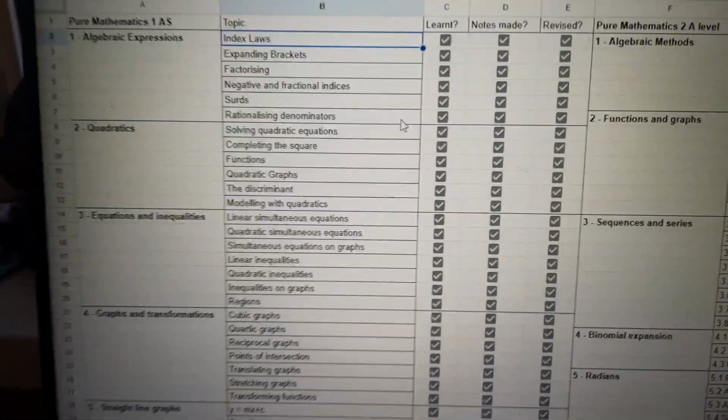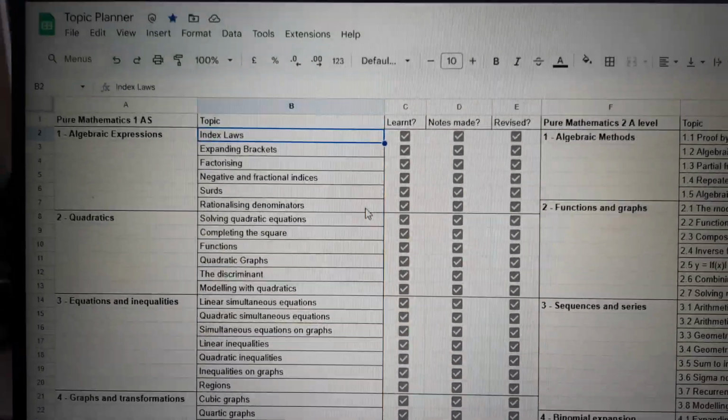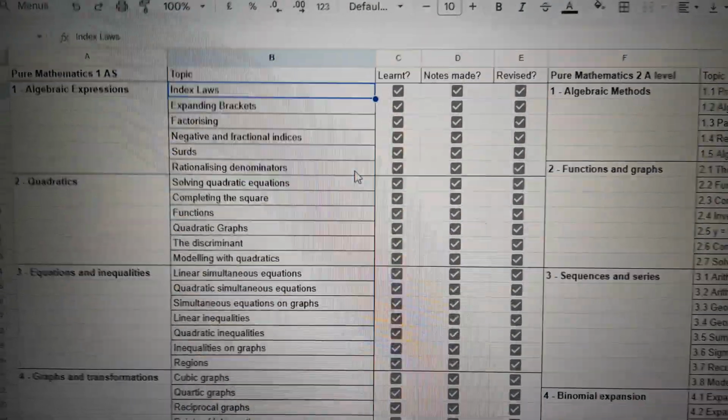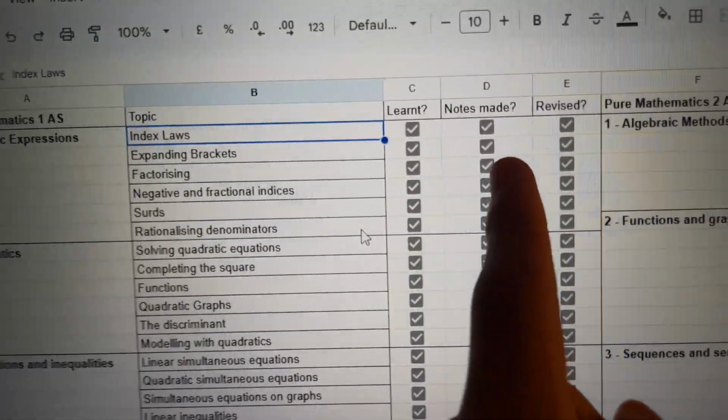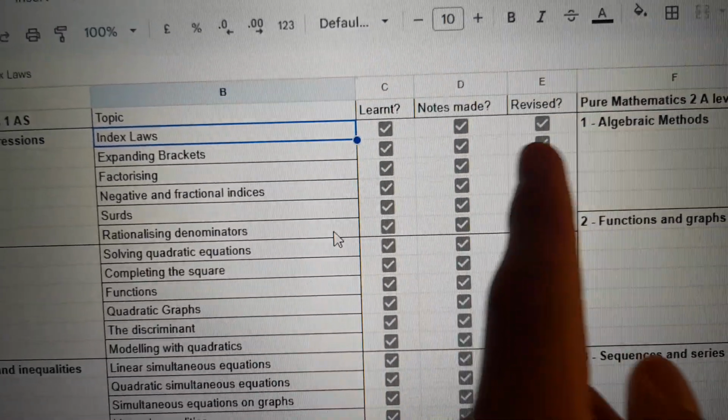What your topic planner should look like is something like this. This is my topic planner for AS exams. I have learnt, notes made, revised. That is me learning, making the condensed notes, and me revising. Also, the past papers, as I mentioned, or practice questions.